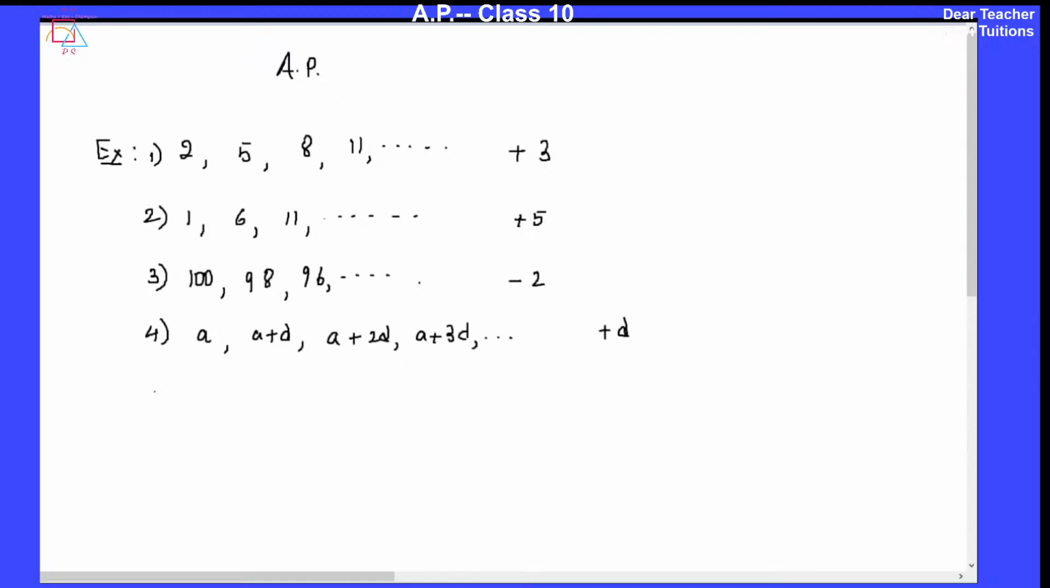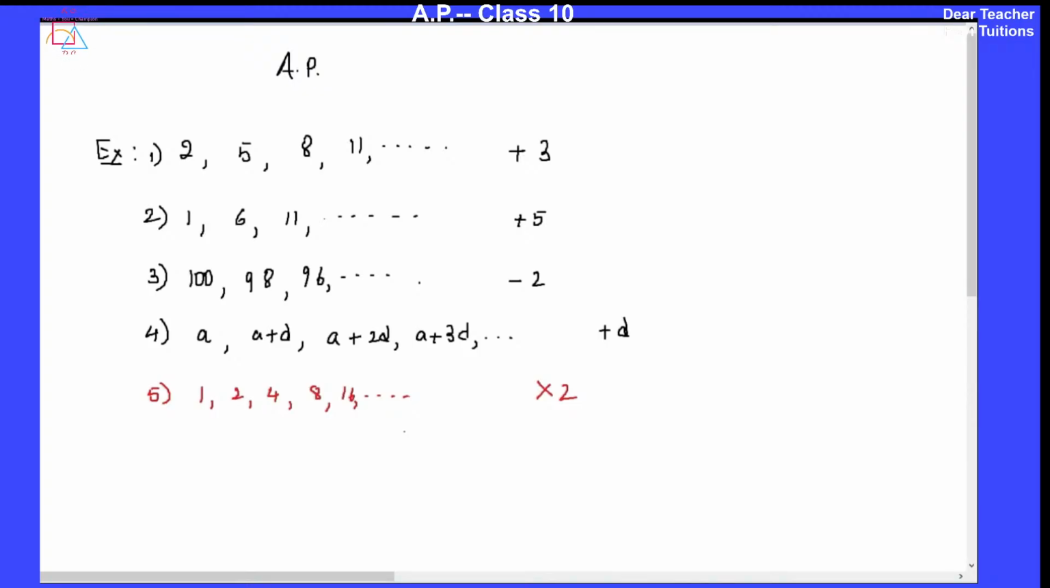Now try to understand which are not AP. I'll give you these in red color. These are not APs. 1, then into 2 is 2, 2 into 2 is 4, 4 into 2 is 8, 8 into 2 is 16. So here it is multiplication by 2. So this is not an arithmetic progression, but this is a progression.